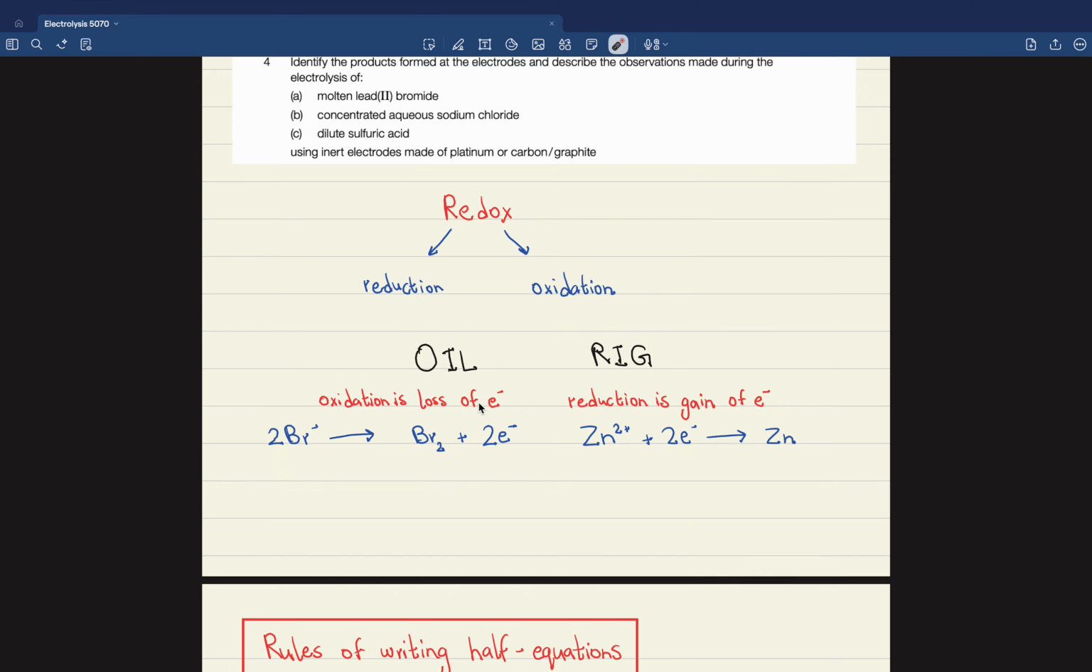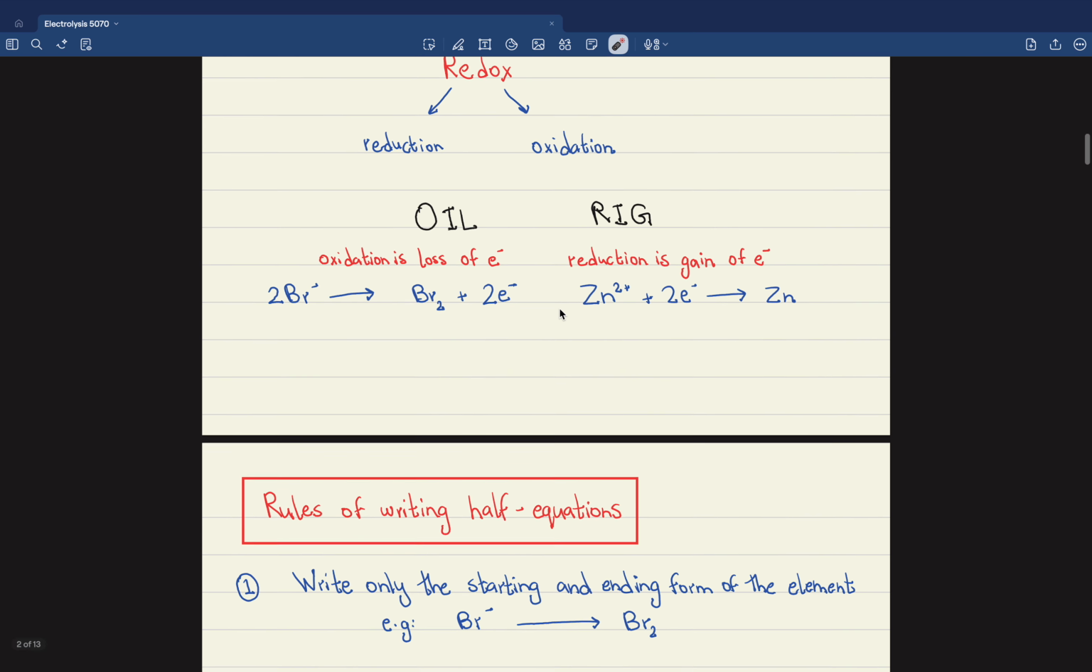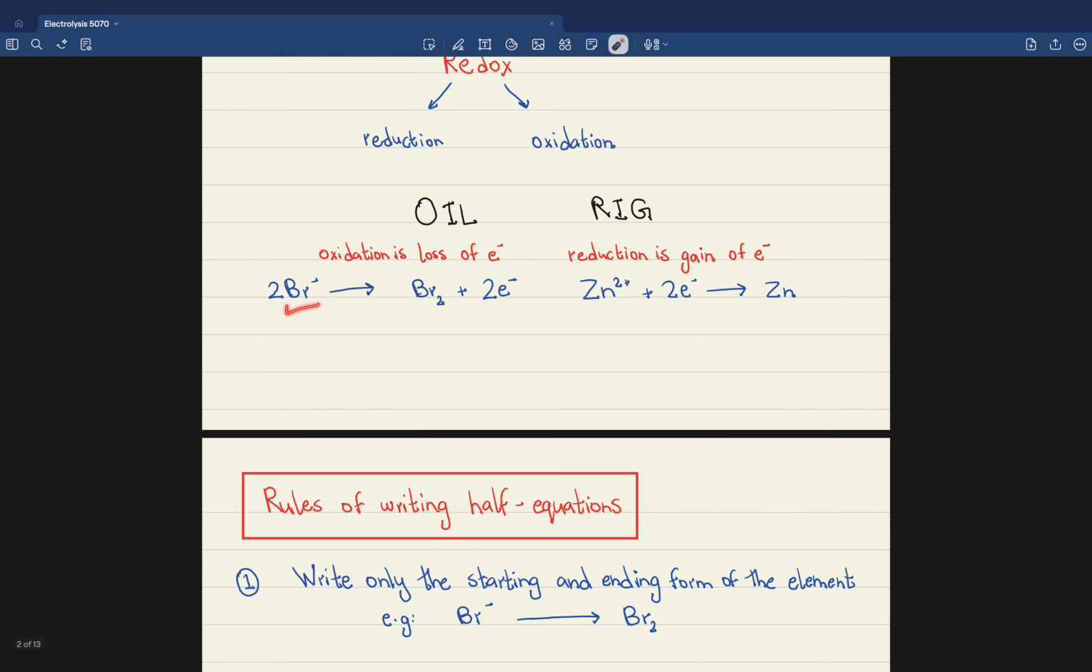ठीक है, we did certain examples of writing half equations जिसमें for example bromine, the bromide is negative, it has an excess negative charge, it needs to lose this negative charge in order to gain stability, and so hence it loses electrons. However, if we look at zinc, this is a positive cation, and it has more number of protons than electrons.